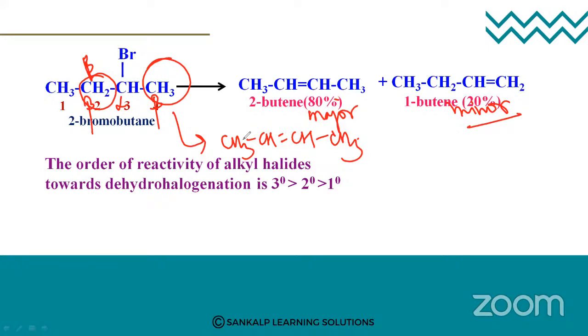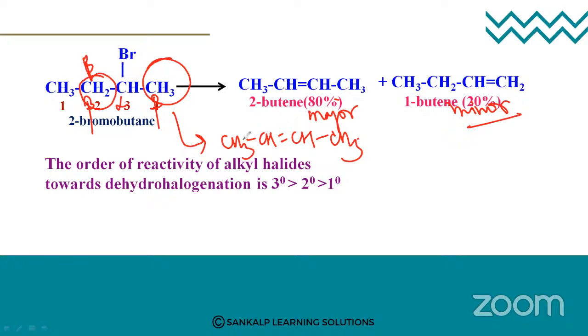So whenever you have an unsymmetrical alkene and the number of beta carbons is more than one, you have to follow the Saytzeff rule. The Saytzeff rule states that the hydrogen will be removed from the carbon which has the least number of hydrogen atoms. So it will follow the Saytzeff rule.